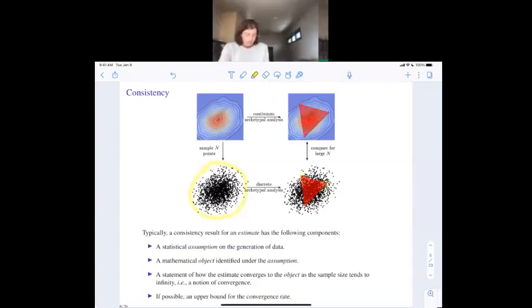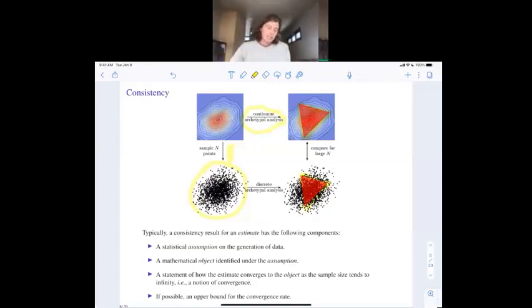And so in a consistency result, you come up with a statistical assumption about the generation of the data. So I'm going to assume that these points are sampled from some distribution, and then I'm going to find a continuous problem that gives me a triangle for the continuous problem. And what I want to show is that as I sample more and more points, the triangle in the discrete setting converges to the triangle in the continuous setting. Okay, that's going to be the consistency result here.